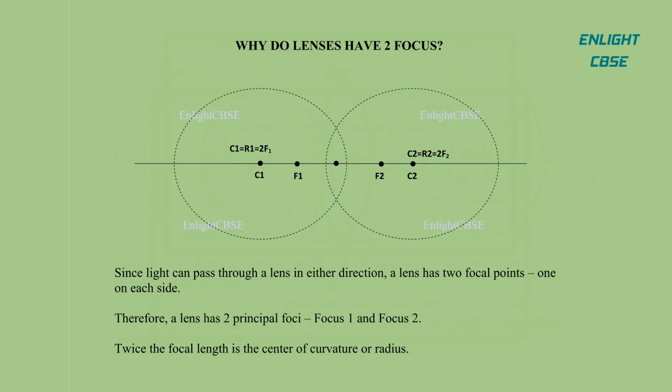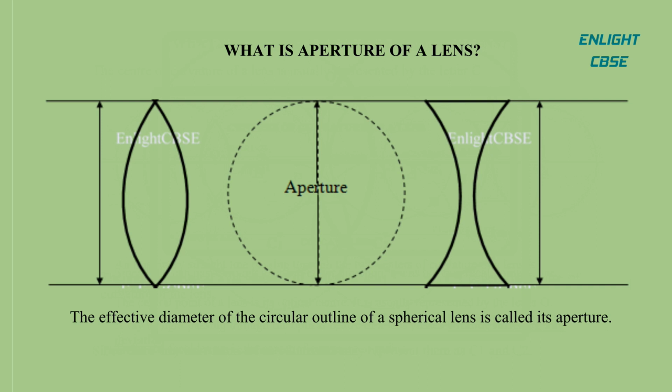Why do lenses have two foci? Since light can pass through a lens in either direction, a lens has two focal points, one on each side. Therefore, a lens has two principal foci, focus 1 and focus 2. The center of curvature, or radius of curvature, is twice the focal length. What is the aperture of a lens? The effective diameter of the circular outline of a spherical lens is called its aperture.